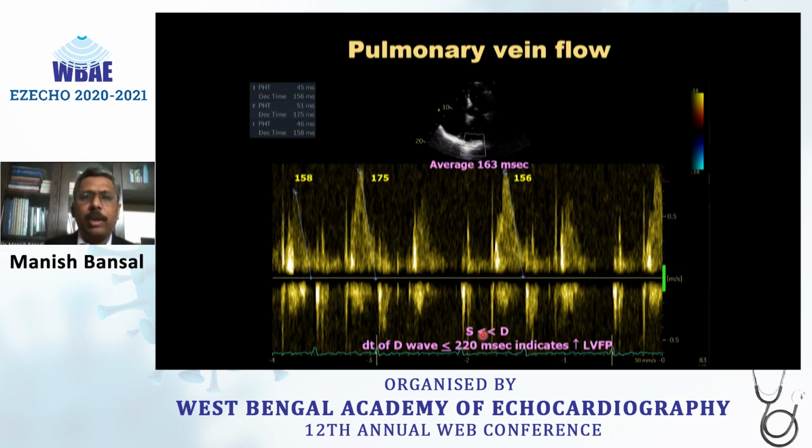Pulmonary vein flow, as I mentioned earlier, is very useful because in pulmonary vein flow pattern, systolic and diastolic waves are not affected by AF. So if we find that systolic wave is blunted, it indicates elevated LA pressure. So in our patient, there's hardly any systolic wave. It's just diastolic wave. So this suggests high LA pressure.